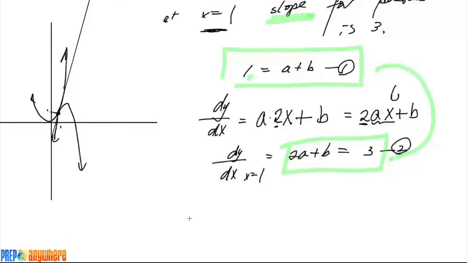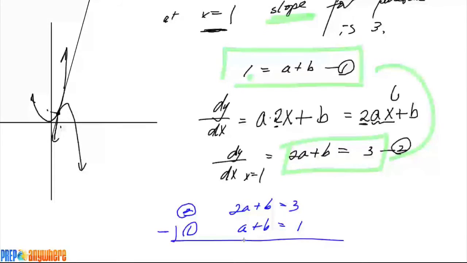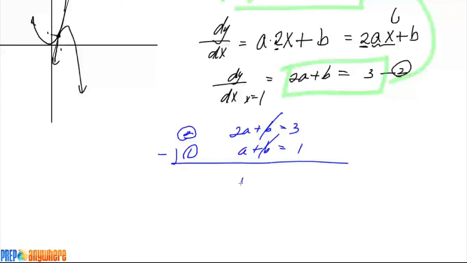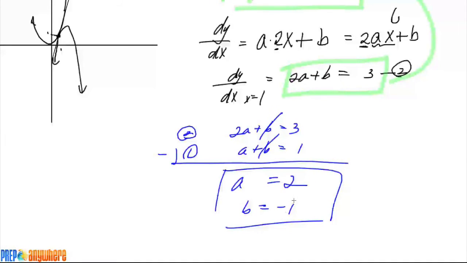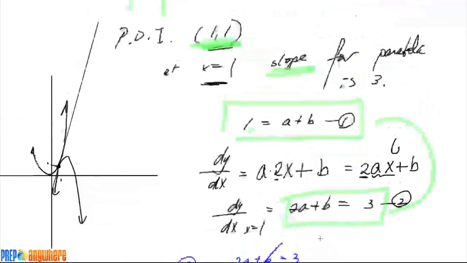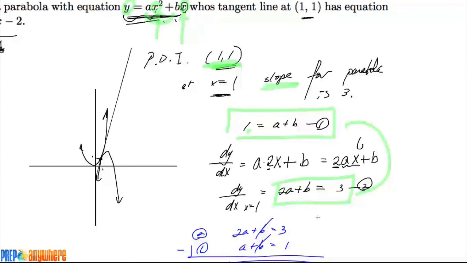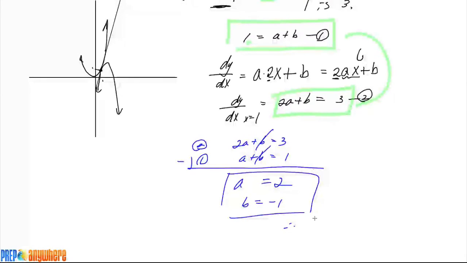Okay, so now I'm just going to do elimination. Equation 2: 2a plus b is equal to 3. Equation 1: a plus b is equal to 1. And subtract this. Okay, a is equal to 2. Since a plus b is equal to 1, b must equal negative 1. Okay, therefore, our final answer that we want is y equals 2x squared minus x.